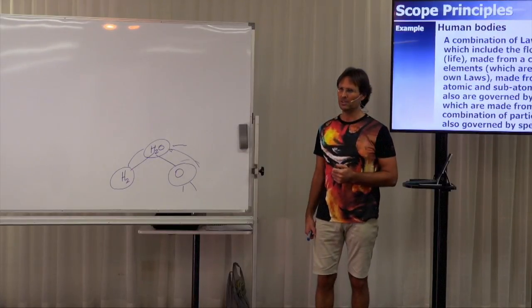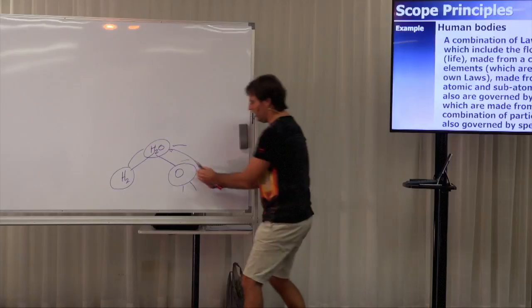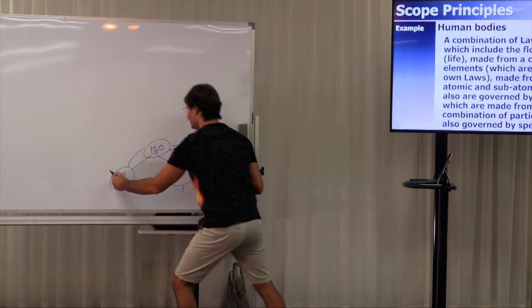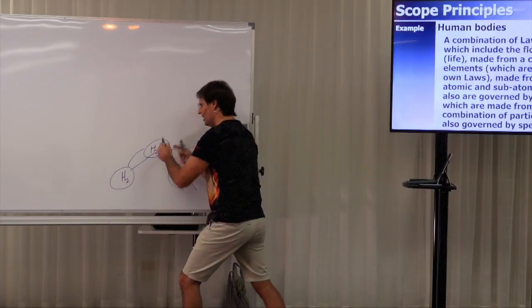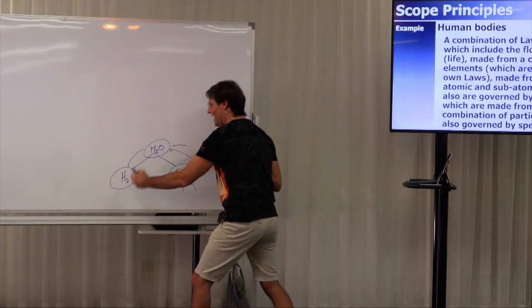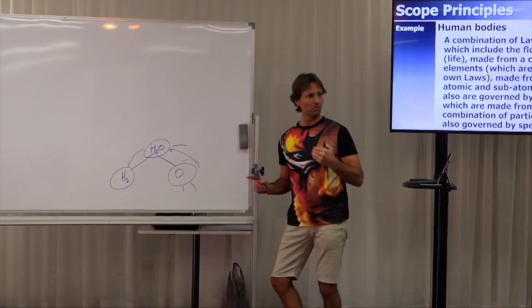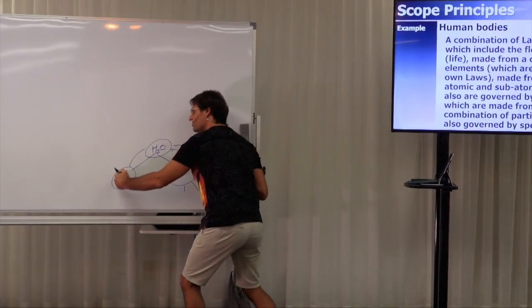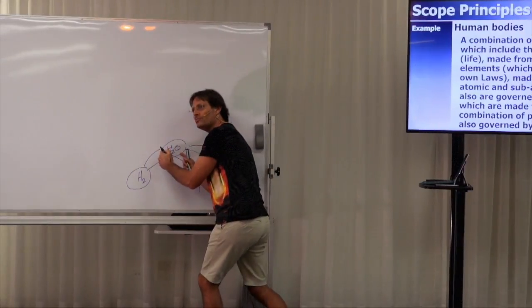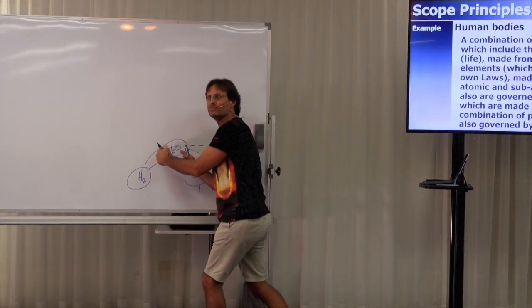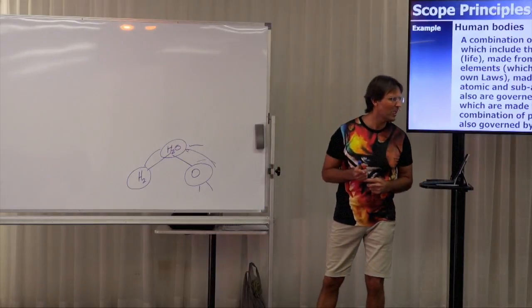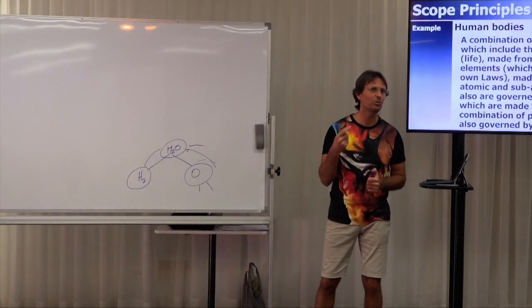Does that make sense? So, oxygen has a set of properties. Hydrogen has a set of properties. You mix the two sets of properties together and you get a new substance. And oxygen has a set of laws that govern it, and hydrogen has a set of laws that govern it. And if you mix those two laws together, you get a new set of laws that governs the new creation. Does that make sense? So that's how a new law is created.